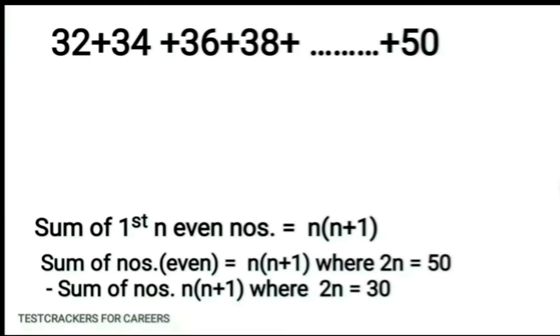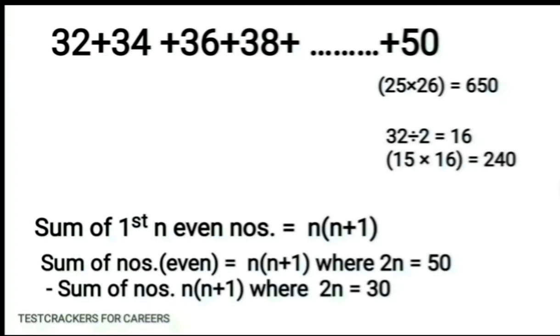So let's first find the sum of even numbers where 2n is equal to 50. Therefore, n is equal to 25. The sum is got by multiplying 25 into 26, which is equal to 650. Now, to find the sum of n even numbers where 2n is equal to 30, n is equal to 15. The sum of the numbers is given by 15 into 16, which is equal to 240.